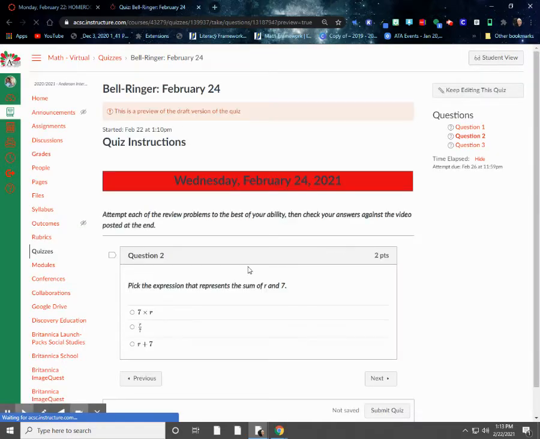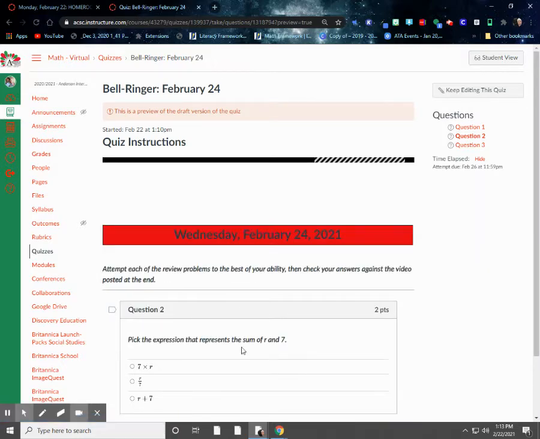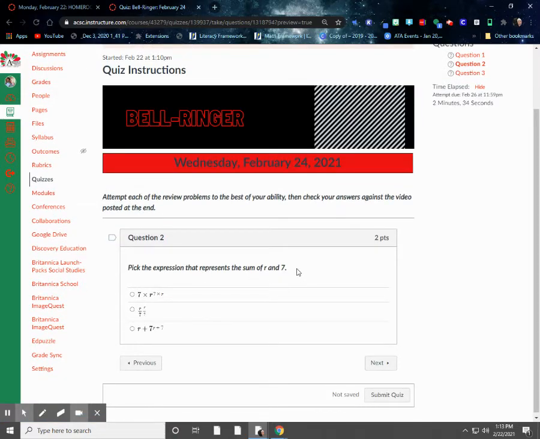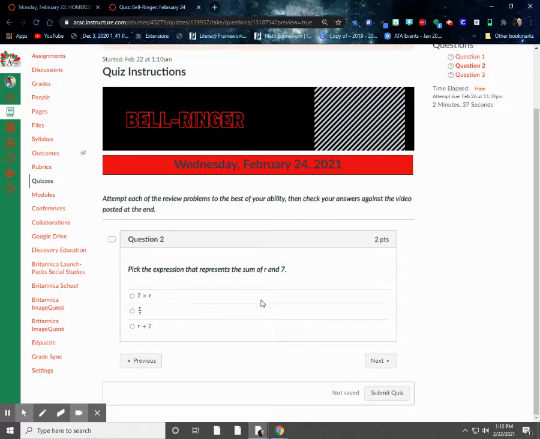This one's pretty quick and simple. So let's pick the expression that represents the sum of R and 7. So what we really need to know here is what a sum is. And a sum is the answer to an addition problem. So this right here would be the product of 7 and R, or R and 7. This would be the quotient of R and 7. But right here, this would be the sum of R and 7. So our answer would be the third answer down. Now, your answers may be in a different order, but R plus 7, because it's the sum, would be the answer you want there.